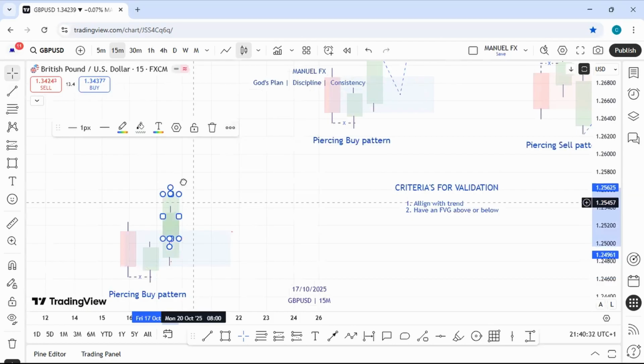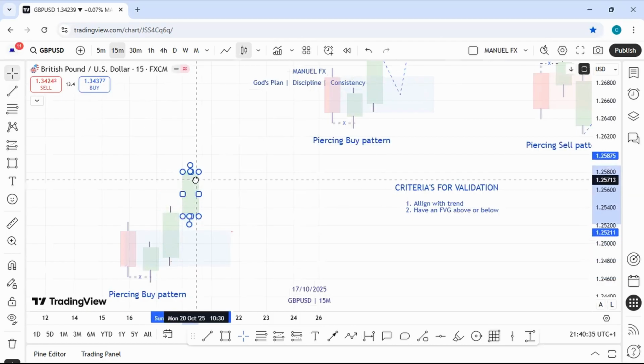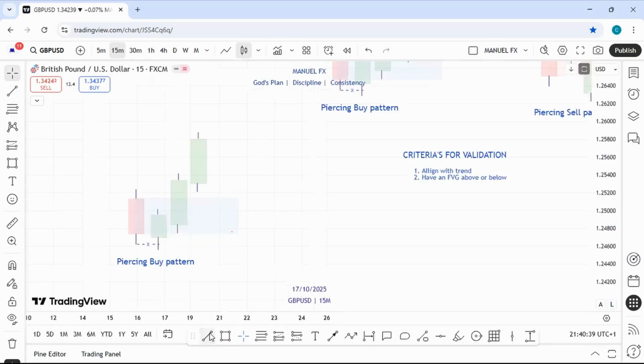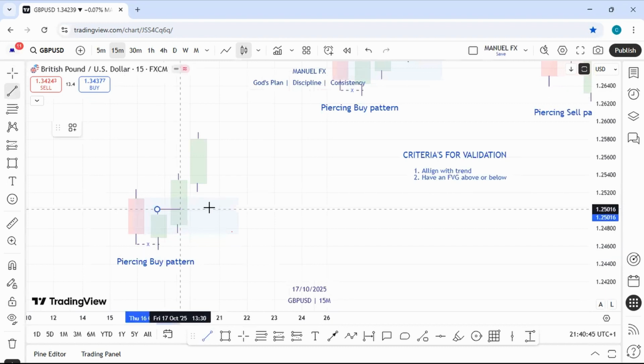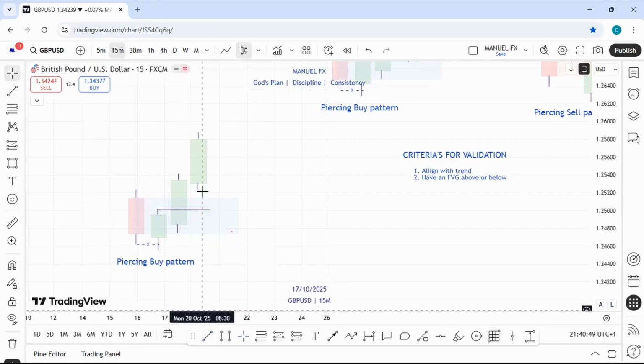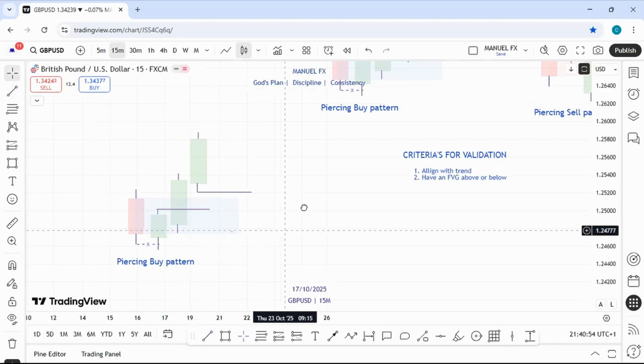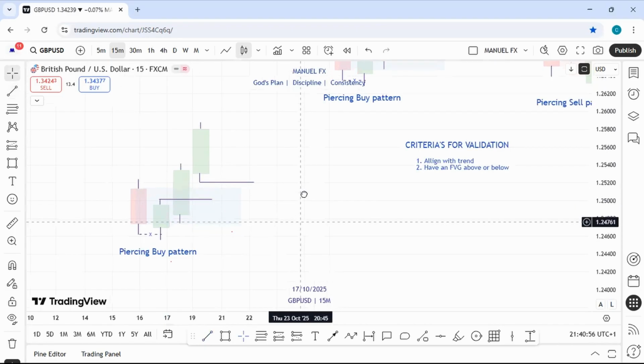I want to see another buy candle. Then what does it mean? There is a fair value gap. And where is the fair value gap? The fair value gap is between this candle, the tip of this candle, and the tip of the third candle. This is a gap. This is a space. It's called a fair value gap.